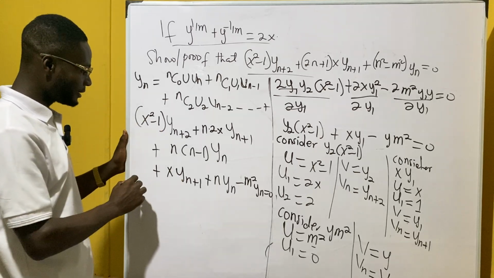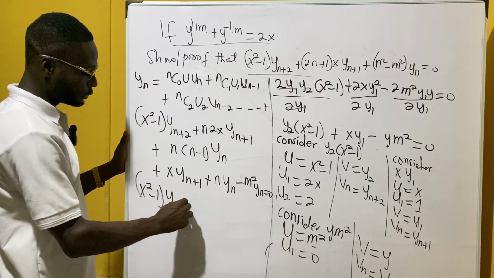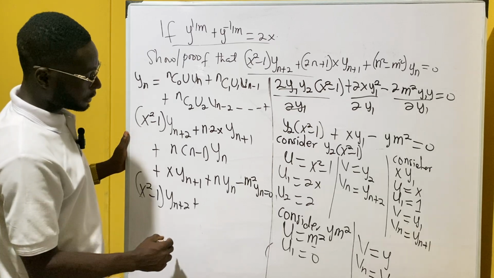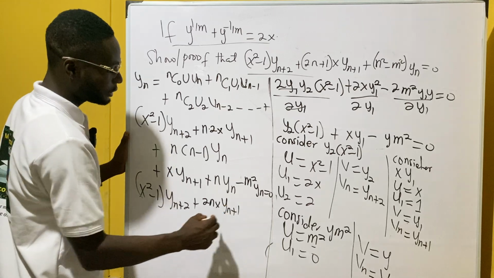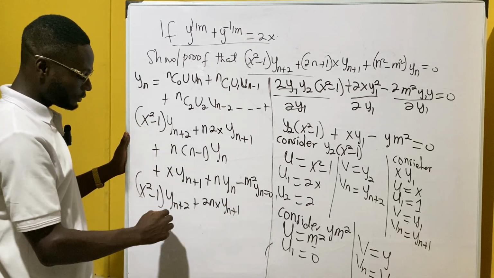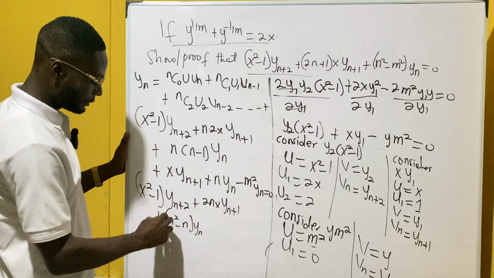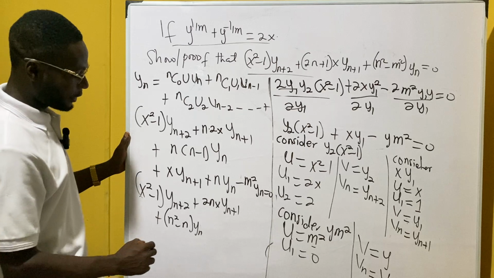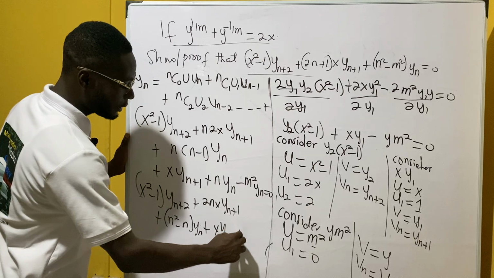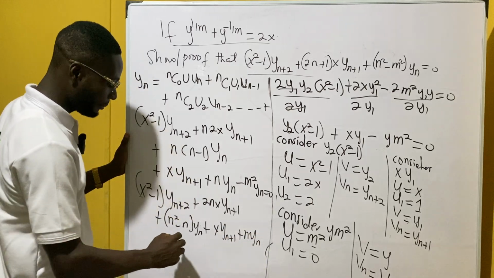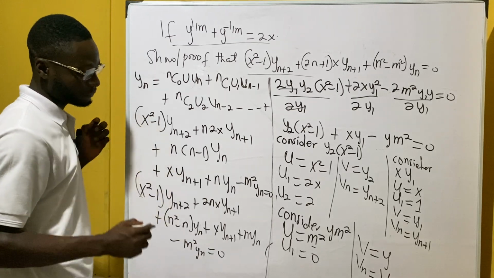So we simplify this, and we are going to have x squared minus 1 yn plus 2 plus 2nx yn plus 1 plus, when you expand this, n squared minus n yn right here, plus x yn plus 1 plus n yn minus m squared yn should be equal to 0.